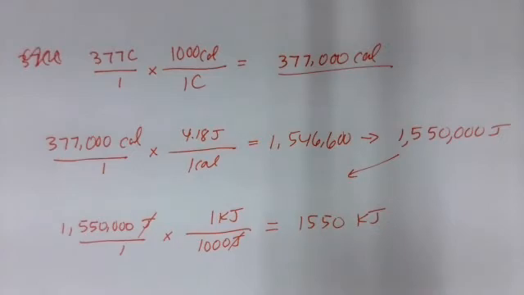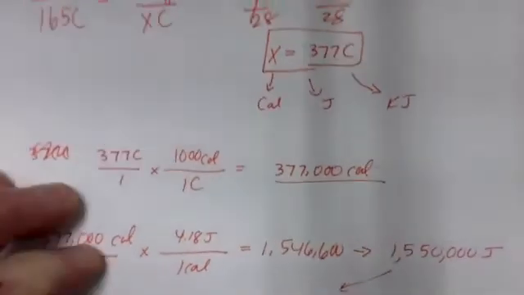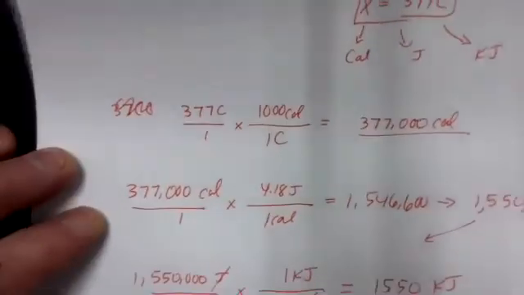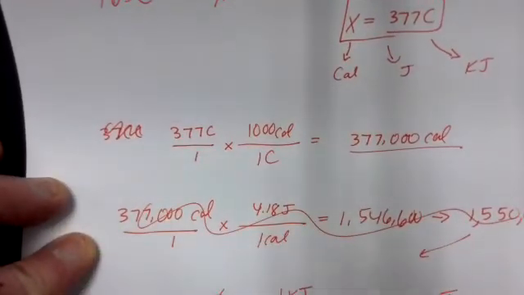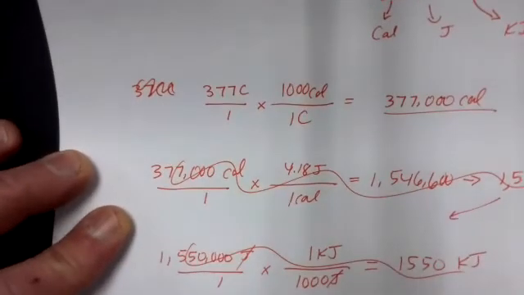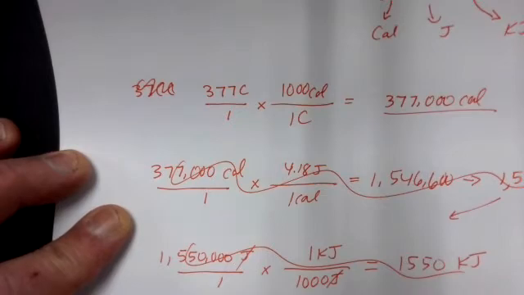I'm going to check my math again. 377,000 times 4.18. Oh, you know what? Nobody said anything to me. I made a little boo-boo. Let's do question 2 and question 3 again because I made a little boo-boo.